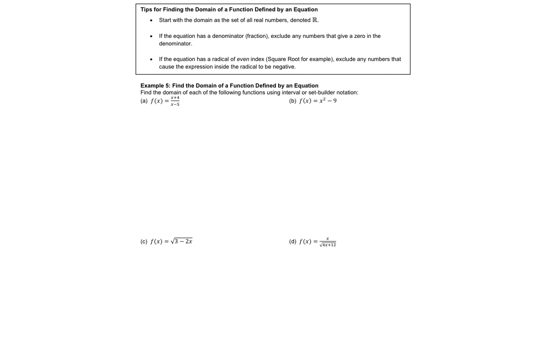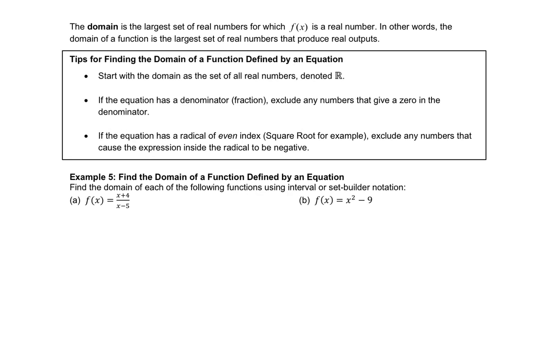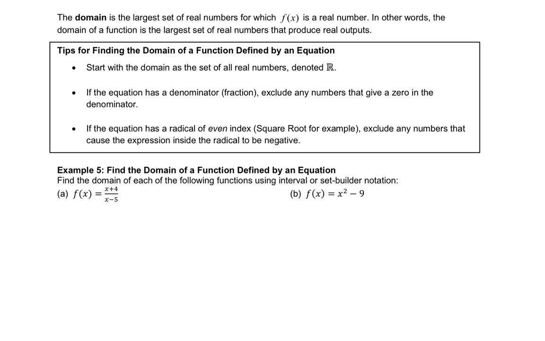All right, page 3. The domain is the largest set of real numbers for which f of x is a real number. In other words, the domain of a function is the largest set of real numbers that produce real outputs. So, tips for finding the domain of a function defined by an equation. Start with the domain as the set of all real numbers, denoted by that capital R. We did that the very first day.